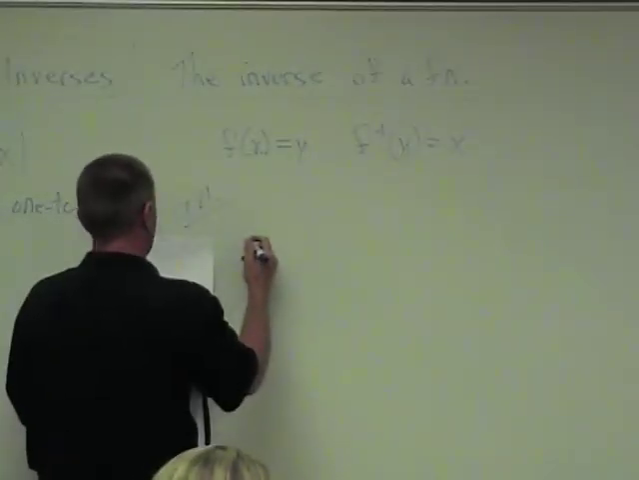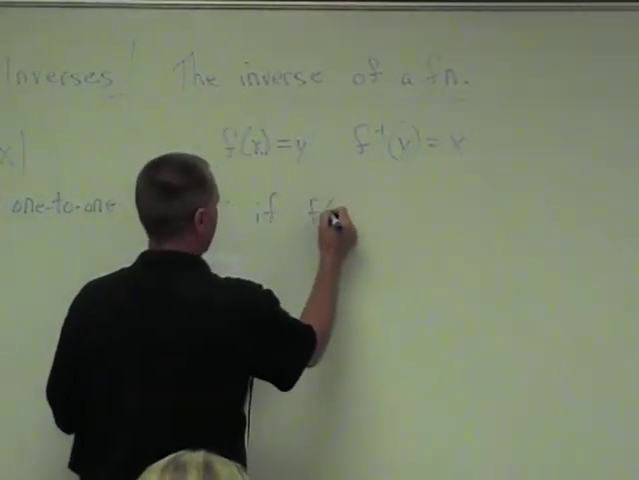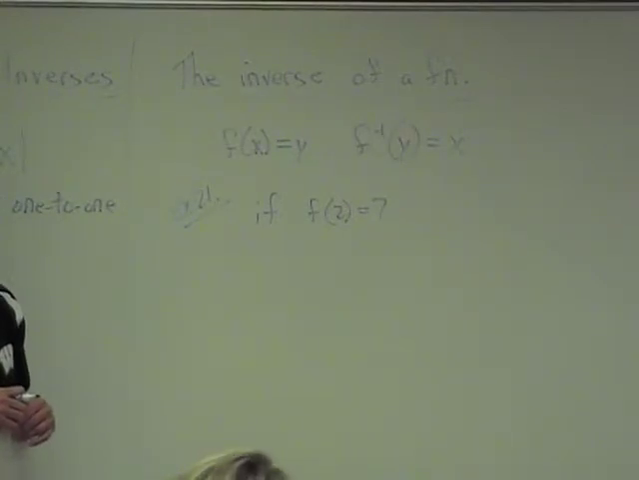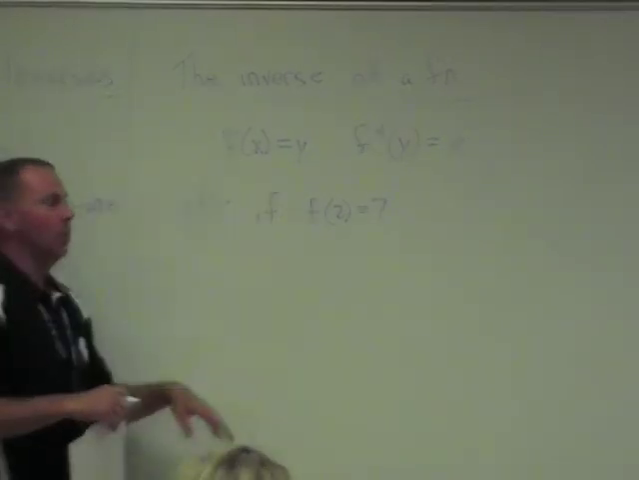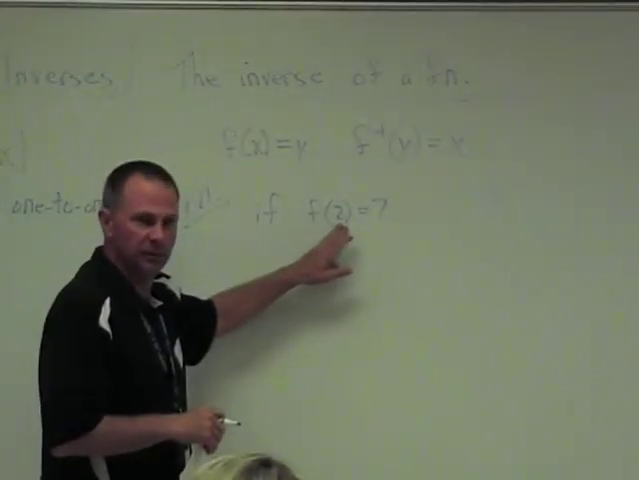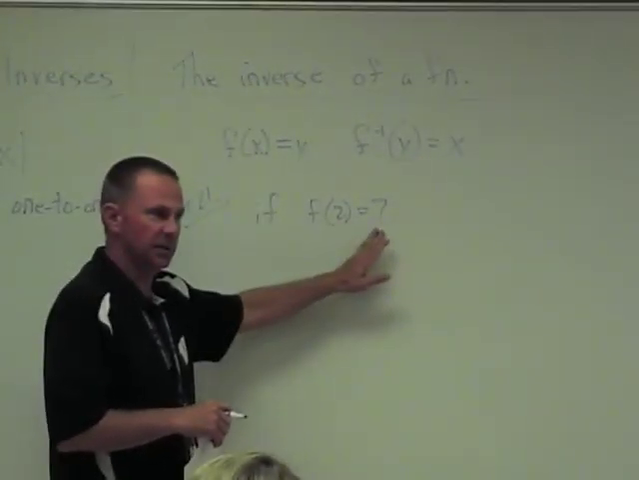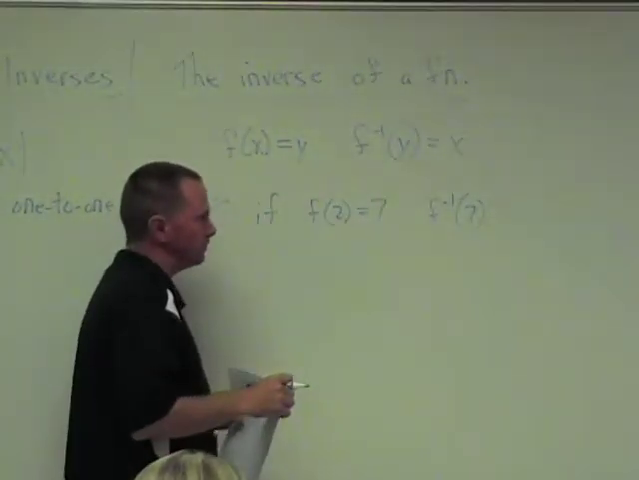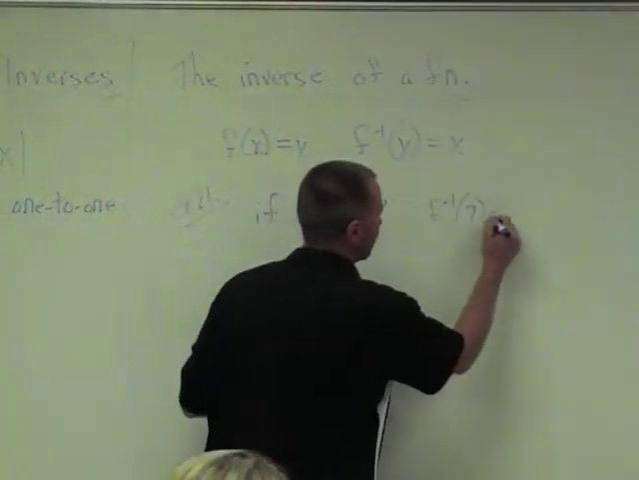Okay, so in general, this is what this is saying. So example, this is number 21 in your book. If f of 2 equals 7, when I substitute 2 into the function, I'll get my answer to be 7. That's what this is saying. So if I substitute 7 into the inverse of the function, my answer should come out to be 2.